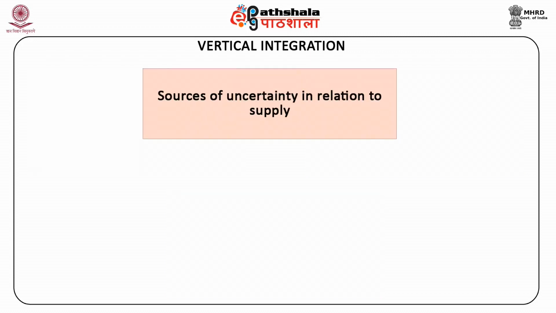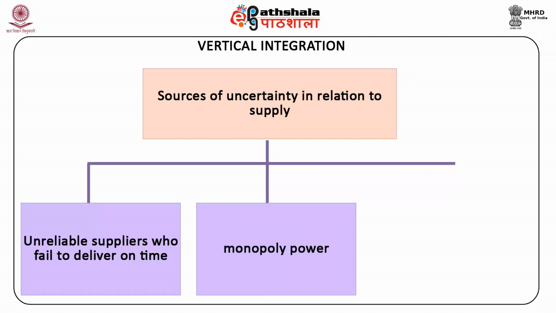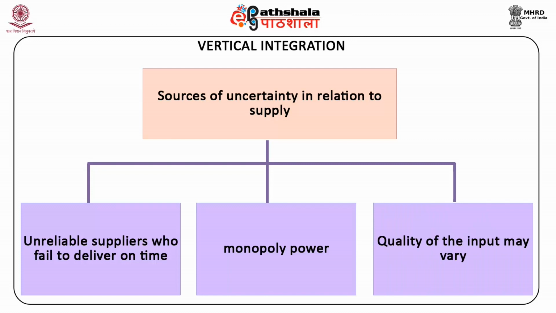The sources of uncertainty in relation to supply include unreliable suppliers who fail to deliver on time, resulting in shifting of the production schedules and subsequent losses related to it. Suppliers may sometimes use their monopoly power, and the quality of input may vary, which affects the quality of output.